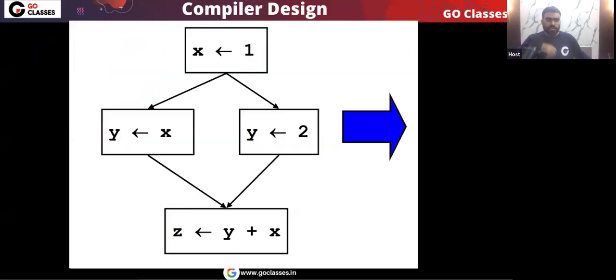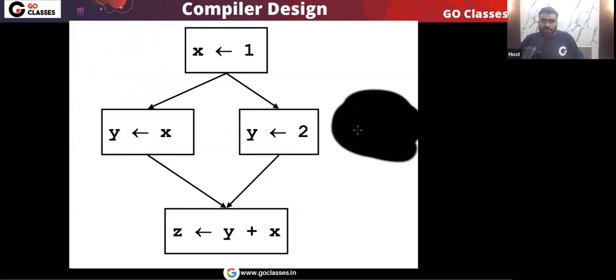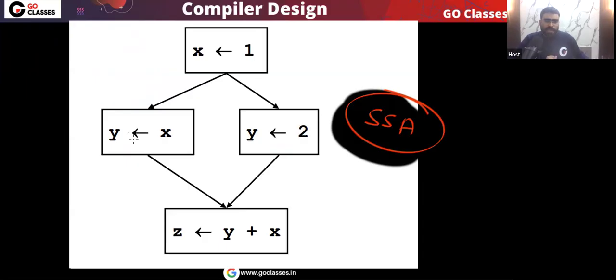Now let's convert this to SSA. Tell me what to do. Very simple. I will make it Y1, and I will make it Y2. Is this clear? Now, where is the problem? The problem is here. This should be Y1 or Y2. That is the problem.